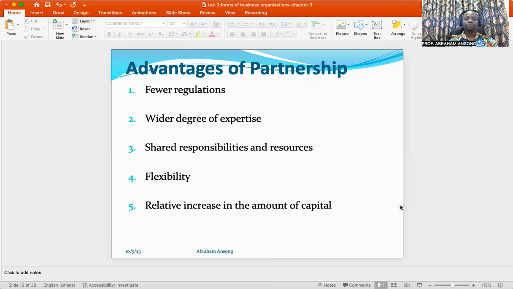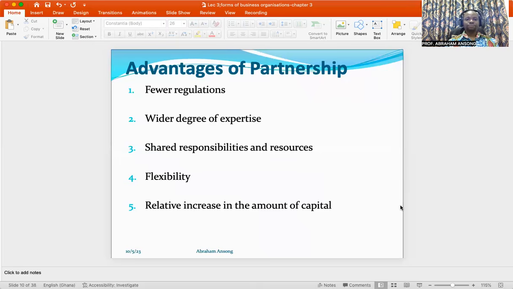If you were a lawyer, there is a tendency to look at everything from the perspective of the law. But if you have people with varied expertise coming on board in the formation of a partnership, it gives room for flexibility in terms of thinking and decision making.